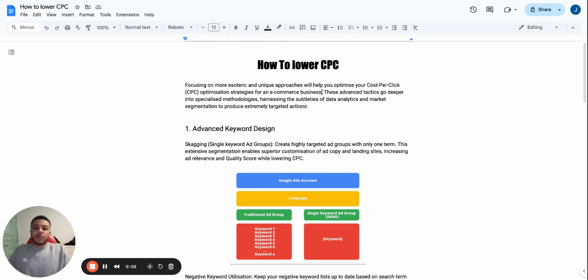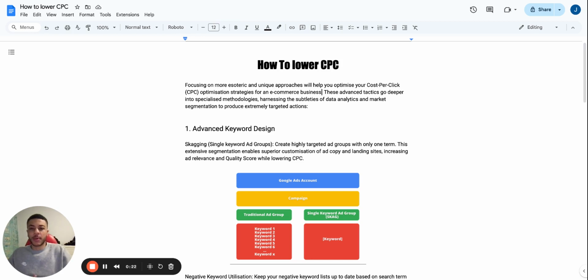Welcome. This is how to lower your CPC on your Google ad campaigns. So, if you guys are struggling with high cost per clicks or you just want to optimize your ad campaigns in general, then here are some things that I do to lower my cost per clicks on my Google ad campaigns. So, let's get straight into it.